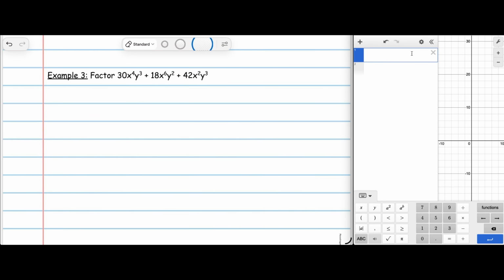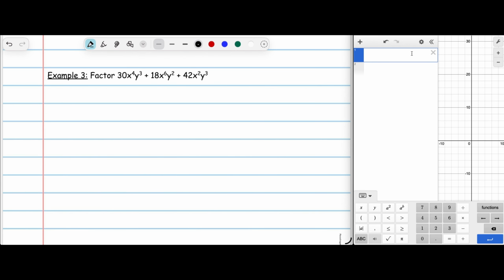For example 3, which is our last example, we've got to factor 30x to the 4th y to the 3rd, plus 18x to the 6th y squared, plus 42x squared y to the 3rd power. Now, when we factor that, remember we start with the coefficients, which is the number out front of each variable, and then we do the actual variables themselves.